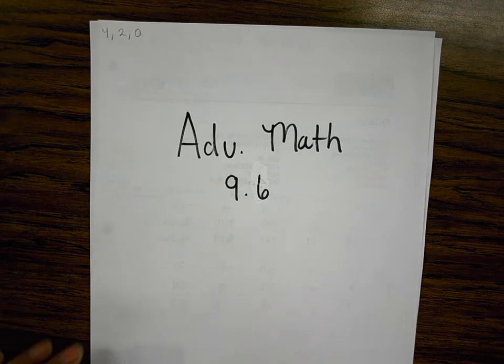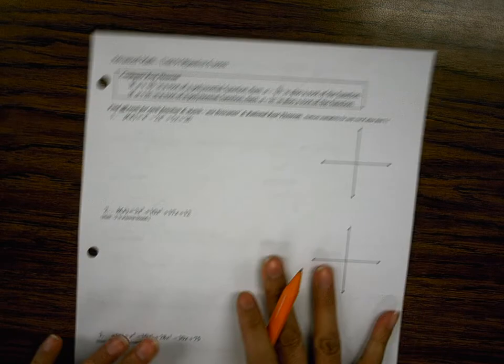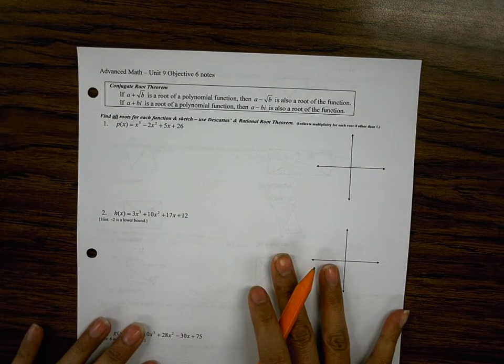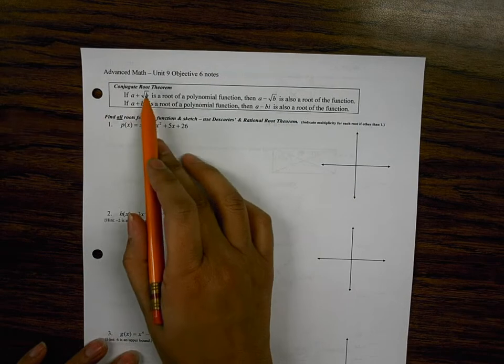This is Advanced Math, Unit 9, Lesson 6. You should have this printout from class. If not, go back to the website and print it off the website.